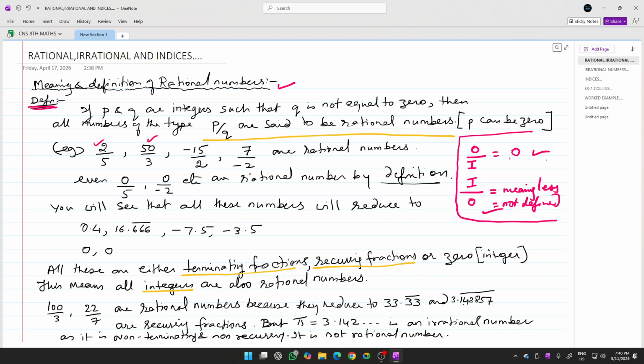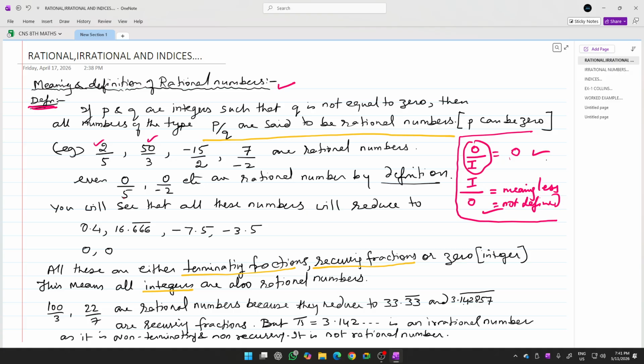7 upon minus 2: 7 is an integer, minus 2 is also an integer, and minus 2 is a non-zero integer in the denominator. So 7 upon minus 2 is a rational number. Now 0 upon 5. As I told you, 0 divided by any integer is ultimately equal to 0. So 0 upon 5 will be equal to 0, and 0 upon minus 2 will also work out to 0. And 0 is an integer. All integers are otherwise rational numbers.